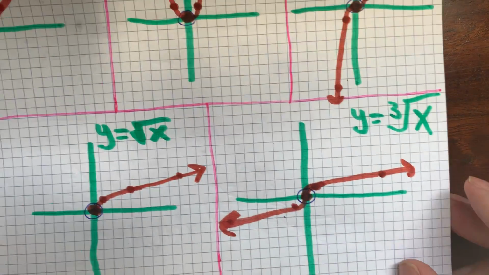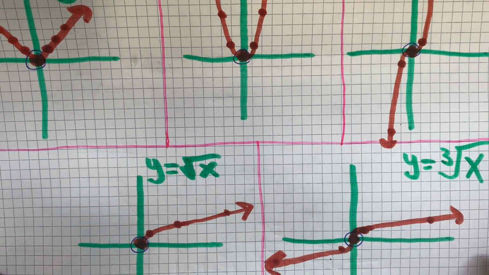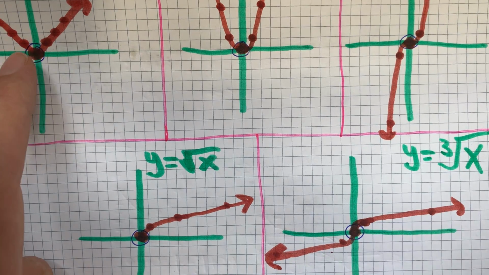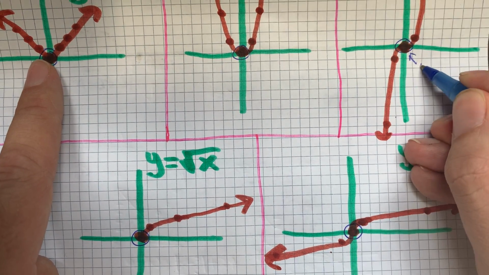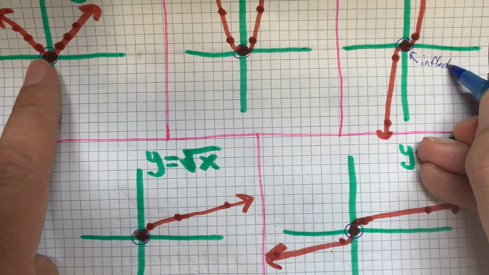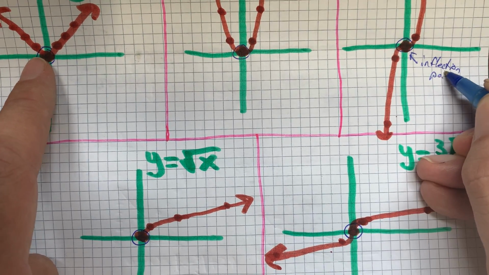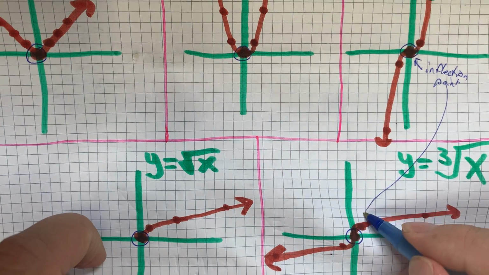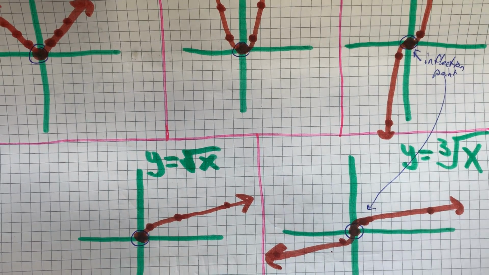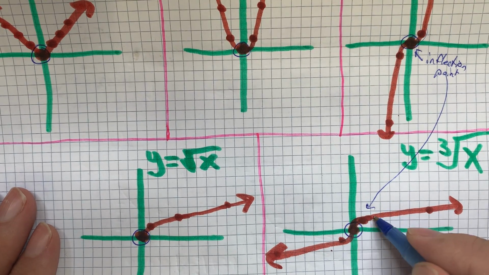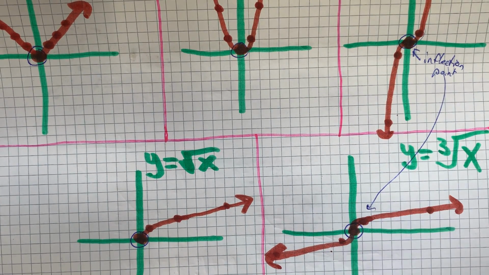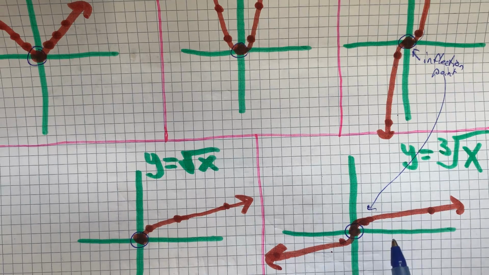You might notice they all have an important point at (0, 0), whether it be a vertex here, here, and here, or an inflection point on these two. It's not a vertex, it's a place where the concavity is changing from concave down to concave up, or concave up to concave down. There is one other point besides (0, 0).